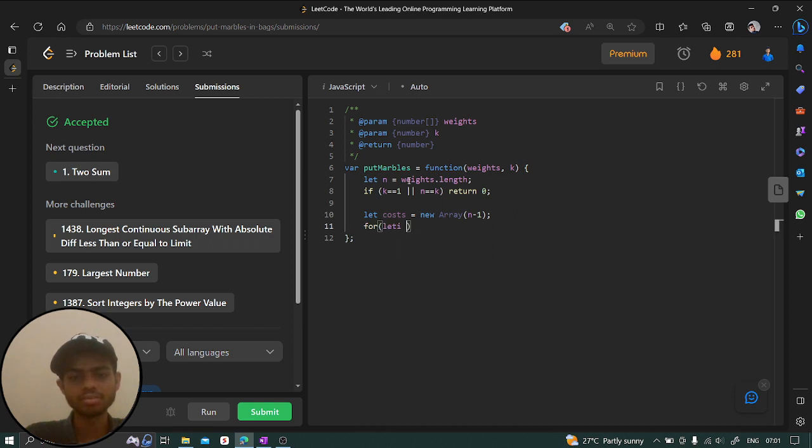And we are going to say for let i is equal to 0, i less than n, i plus plus, right? So we can say i plus plus, not less than n, i less than n minus 1. And here we are going to say find cost of i is going to be nothing but weight of i plus weight of i plus 1. All right, so once we calculate the cost, we are going to sort it.